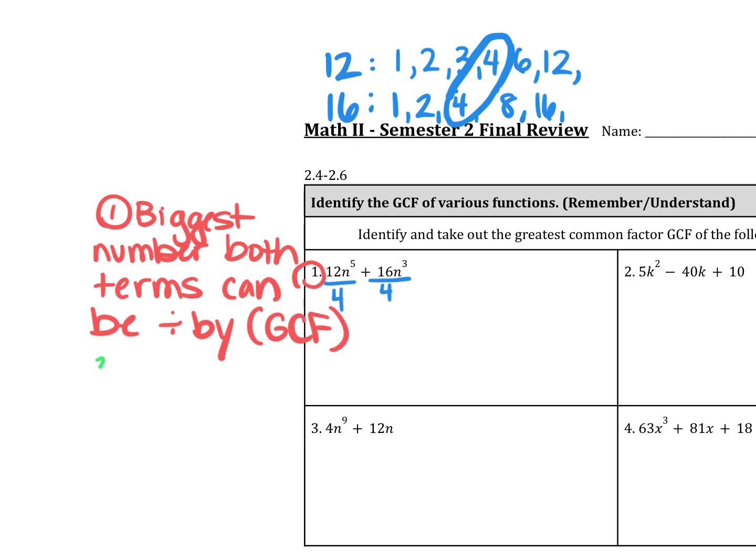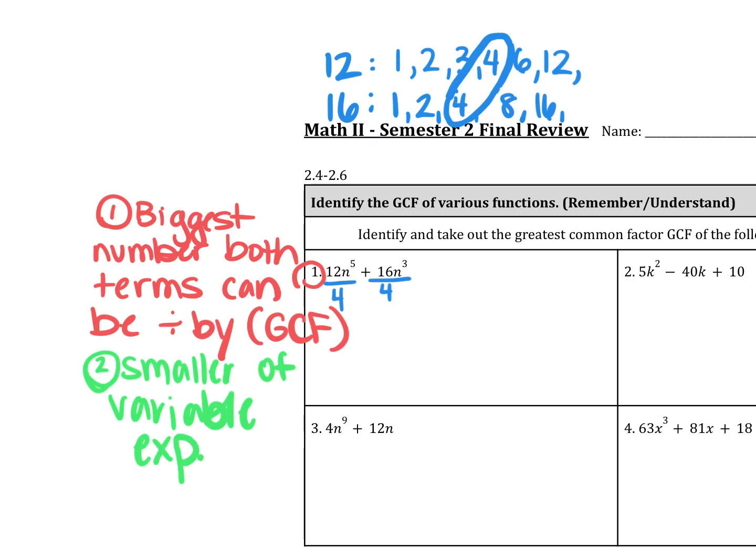Then we're going to divide by the smaller of the variable exponents. Now, sometimes it happens where not all of them have a variable. And if that's the case, then you don't need to divide. So for numbers 2 and 4, you don't need to divide by any variable because not all of them have a variable. So now for this one, we're going to pick the lower one. We have n to the 5th and n to the 3rd. We're going to pick n to the 3rd because that is the lower one.